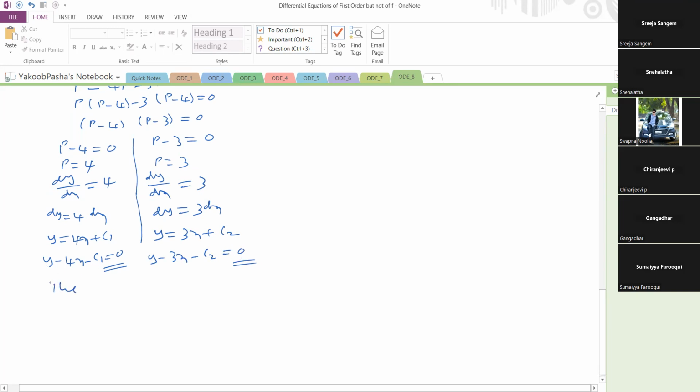Therefore, the required solution is, we have to replace c1 and c2 by c, and we have to take the product. That is (y minus 4x minus c) into (y minus 3x minus c) is equal to 0. This is the required solution of the given differential equation. Okay. Now take another example.